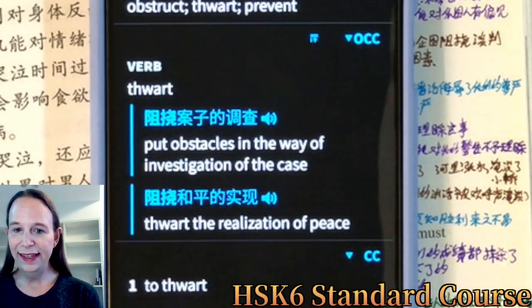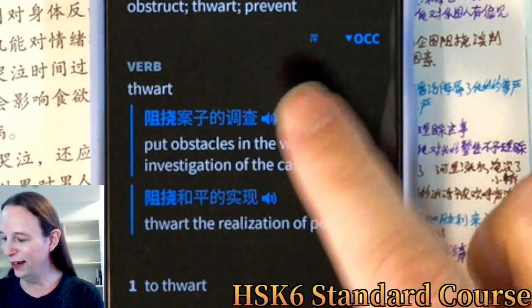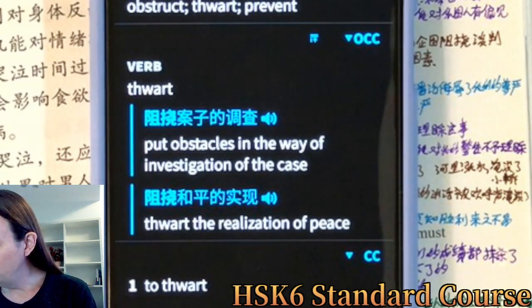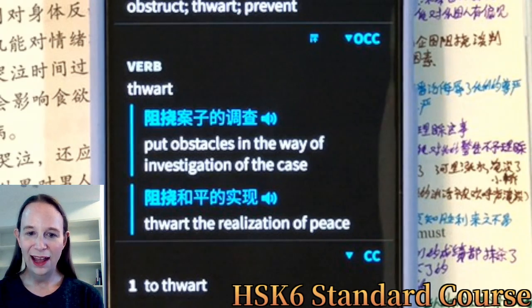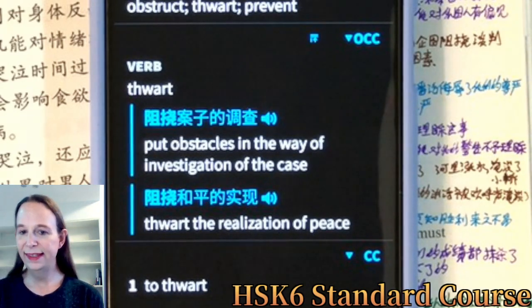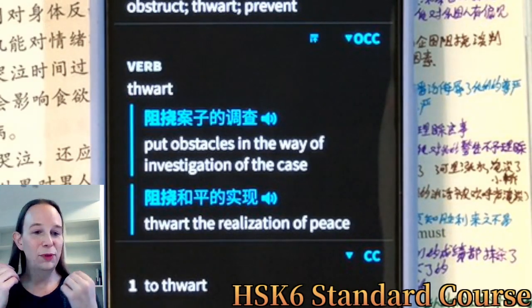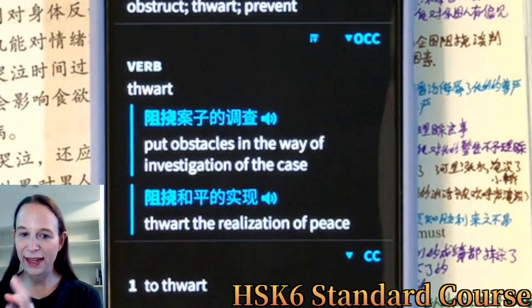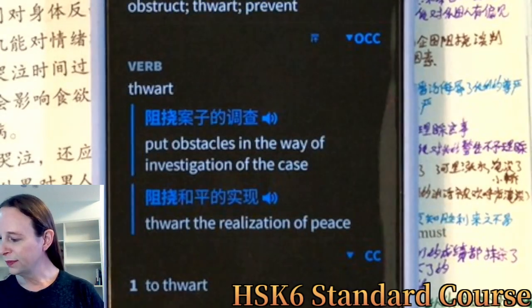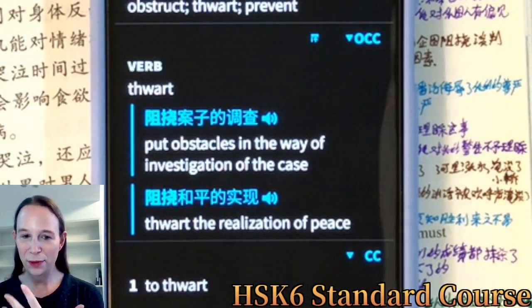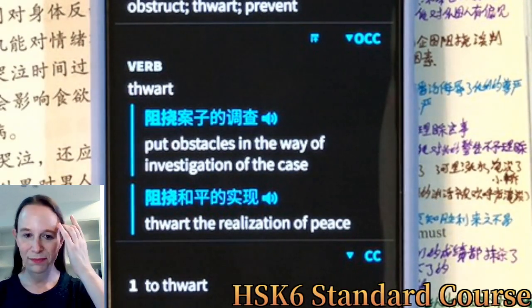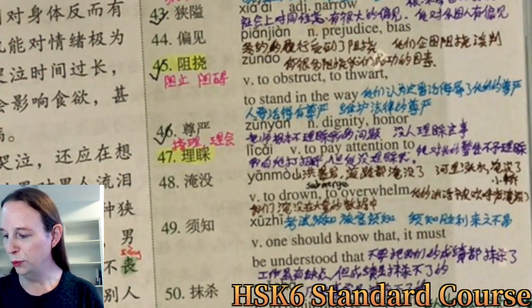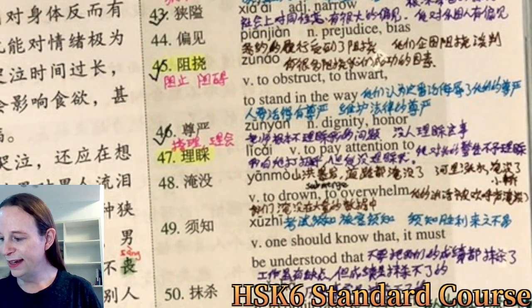阻挠案子的调查. So you deliberately put obstacles in the way of the investigation. 阻挠和平的实现. Thwart the realization of peace. And this realization isn't, I come to a sudden realization. This realization is to realize something, to make it reality, right? So the realization of peace, to actualize, or let things come to a peaceful conclusion. 阻挠. I don't think that's especially hard. Let's look at 挠.